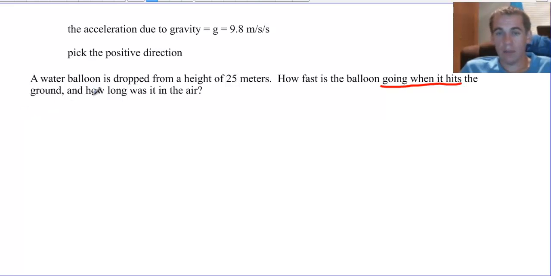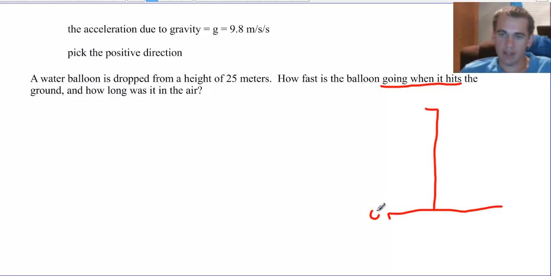A water balloon is dropped from a height of 25 meters. Ooh, yuck. First, let's draw a picture. So here's my building, and here's the ground. And generally, I like to say the ground is at 0 meters, and that down is a negative direction. And this was my initial position, 25 meters high. So here's my picture, and now I've established a coordinate system.